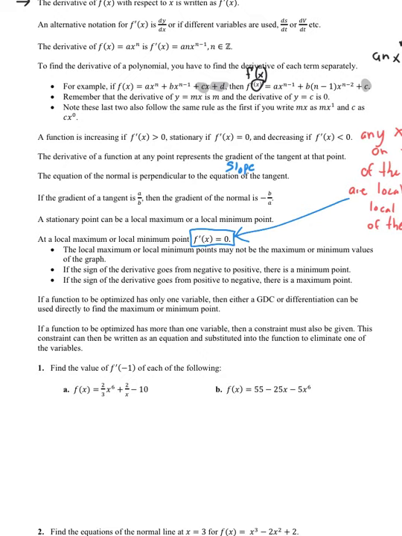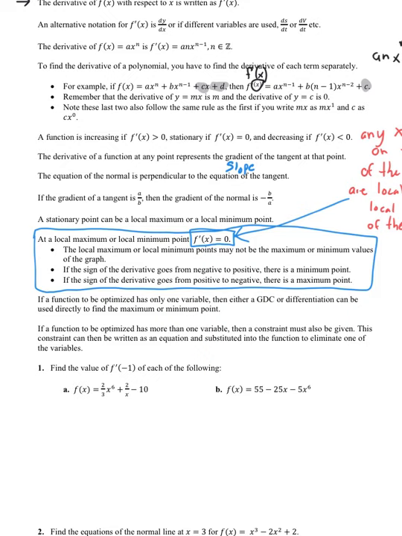And then if the sign of the derivative goes from negative to positive, there's a minimum point. If the sign of the derivative goes from positive to negative, there's a maximum point. So this whole box right here is kind of what I was talking about with the red ink over on the right-hand side. All right.